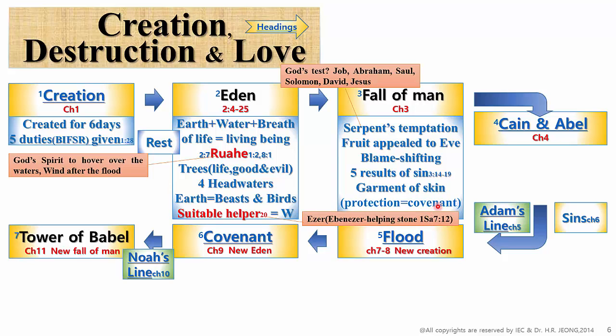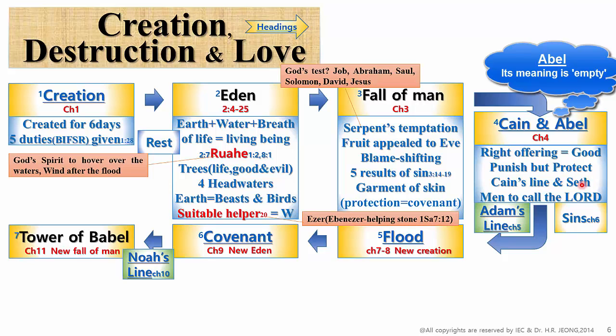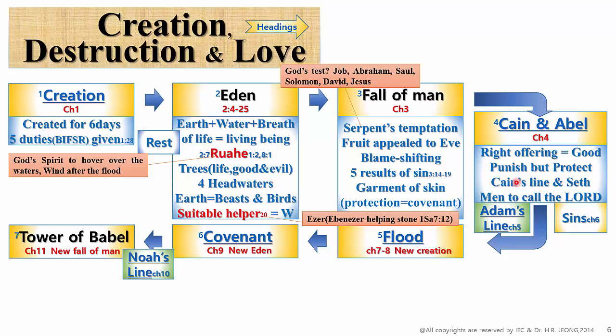Adam and Eve gave birth to Cain and Abel outside Eden. As the chapter begins, Cain becomes a sinner because of his wrong offering to the Lord, but he did not stop there. He continued even further by murdering his brother Abel out of jealousy. God interrogated him, but he refused to acknowledge his guilt. Here, if we look at the meaning of Abel's name, it is very interesting. It means empty. Cain was banished to a foreign land in consequence of his sins, just as Adam and Eve had been banished from Eden.